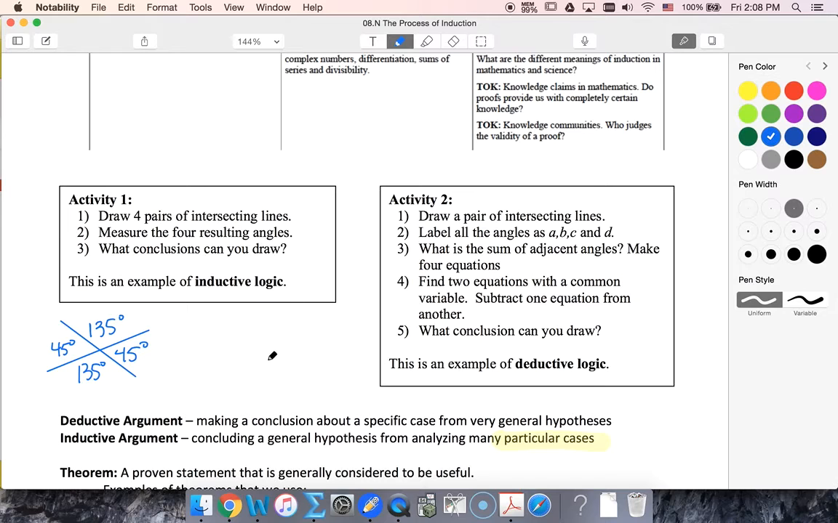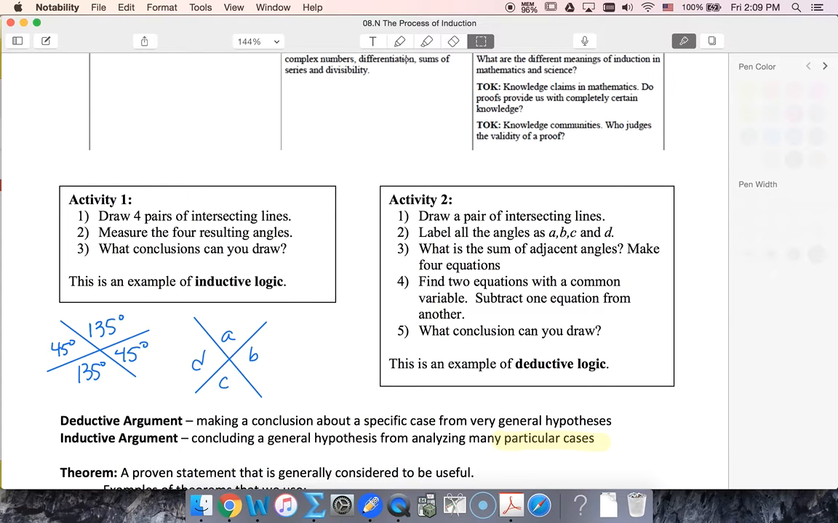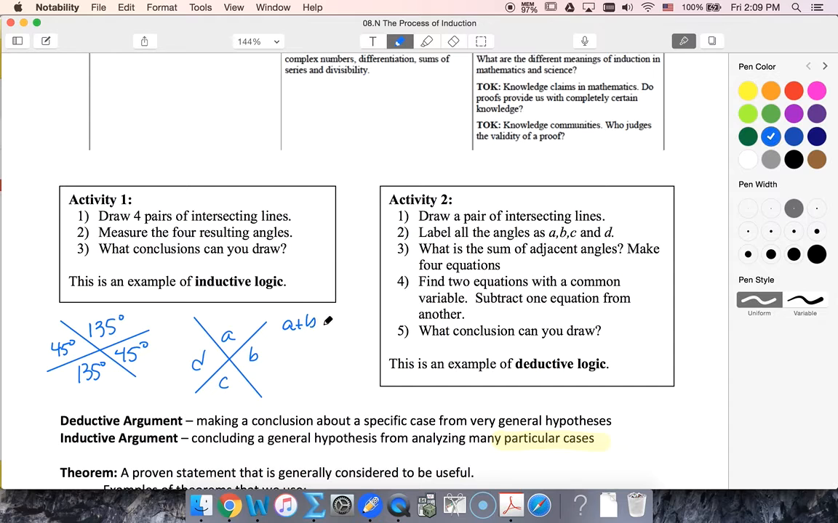Deductive would be if I started by drawing my pair of intersecting lines and this time label all the angles with general letters. So if I go this way, I would already know that the sum of angles in a line is 180. So I could set up four different equations. So I could say, for example, that A plus B is 180, B plus C is 180, C plus D is 180, and A plus D is 180.